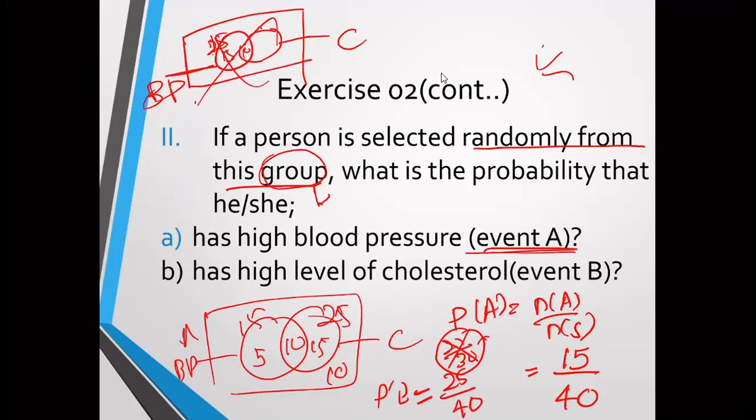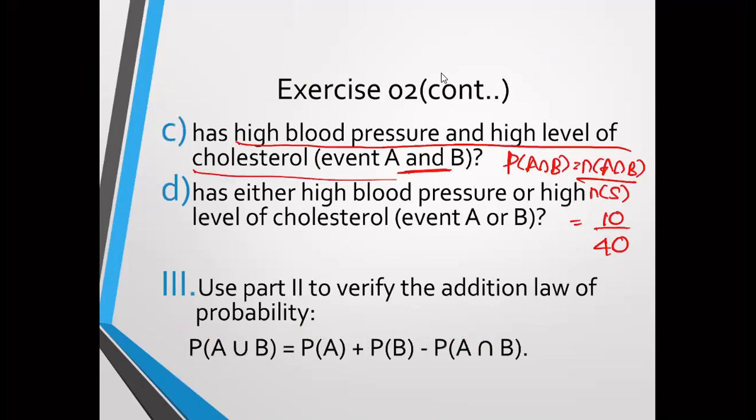Here, this 10, okay? Right. So 10 upon 40 is the probability that he or she has high blood pressure and a high level of cholesterol. Or we can ask the same question like this: the probability that she or he has both diseases. So you need to read the question very carefully before answering it. Okay, now see the next question.